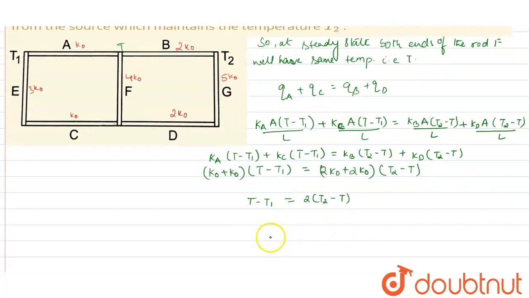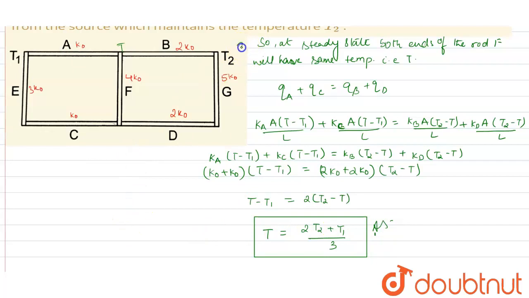Correct. Now on further solving it for the temperature T of rod B, we will get (2 times T2 plus T1) divided by 3. So this is what we have to prove. Correct, for the first part. Okay, so this is our answer for the first part.